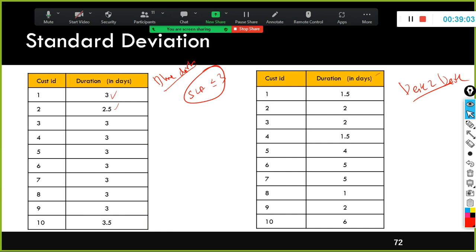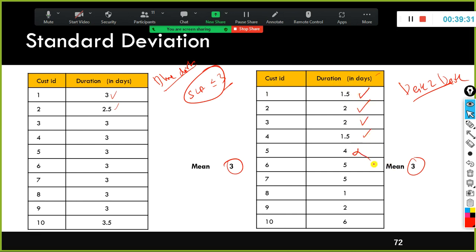And if you take the average of this one, the mean is 3 here. For this data set, the mean is 3. Even for this data set, the mean is 3. Mean is the same for these two data sets. But when I look at this data set, I could see 1.5 days, even though the SLA is less than or equal to 3, he just delivered well ahead of the schedule. Excellent.